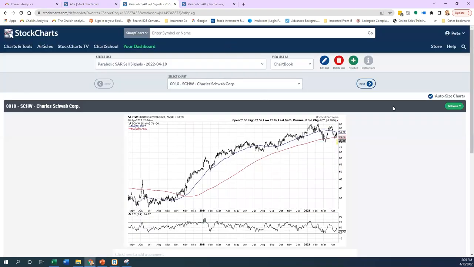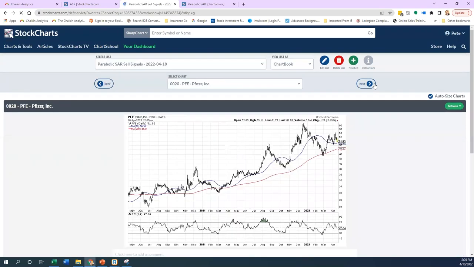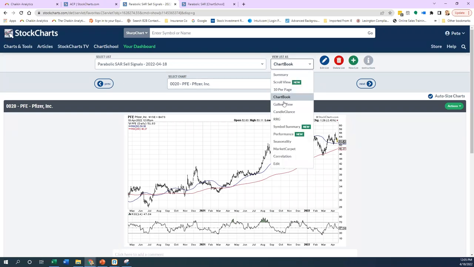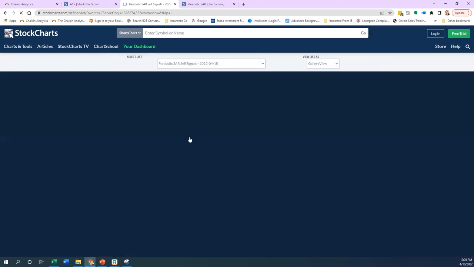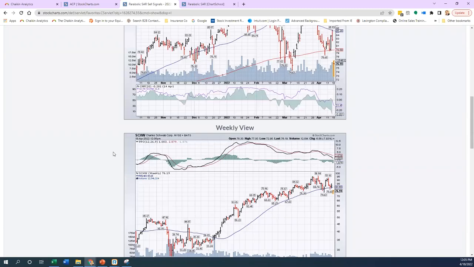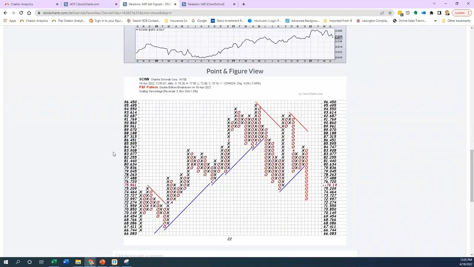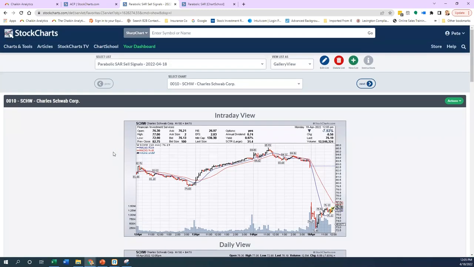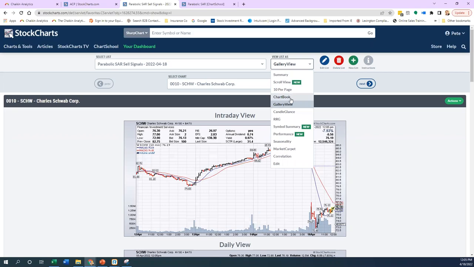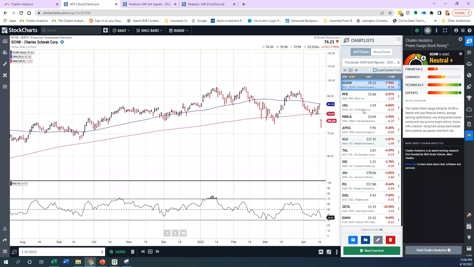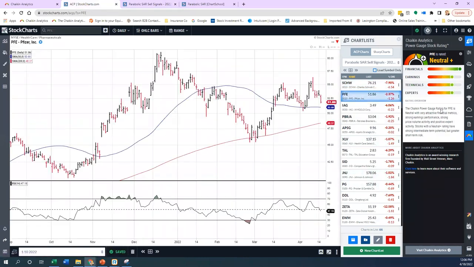So let's look at the next one here in the chart book, and I think it's Pfizer. That's a pretty cool feature. I like this idea. I can change my metrics, I can look at different things, I can look at 10 per page. There's a gallery view, so I can pull in a bunch like this. It's really, really cool. You can look at different charts in a gallery. Really great functionality on StockCharts in general. And then when you go to the ACP platform, that's where we live, and there's our rating sitting right next to it. Now here's Pfizer.